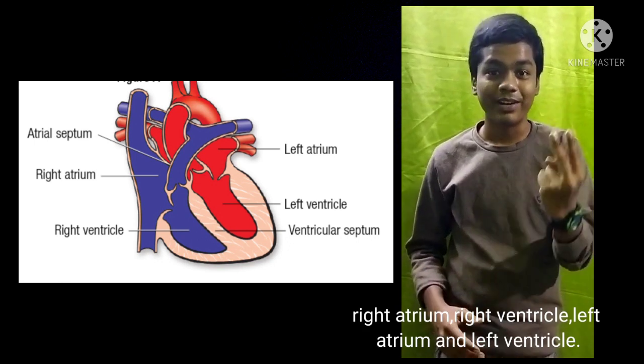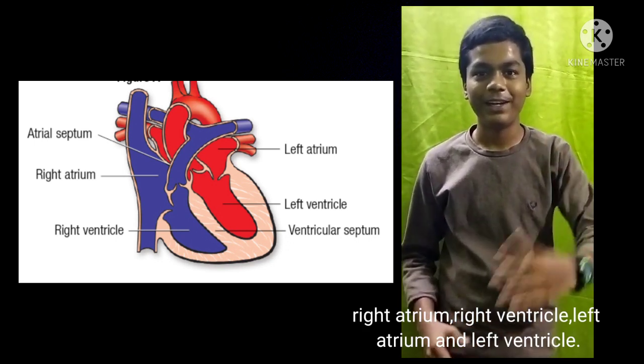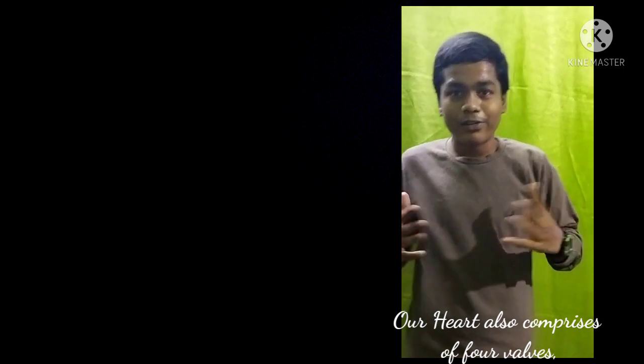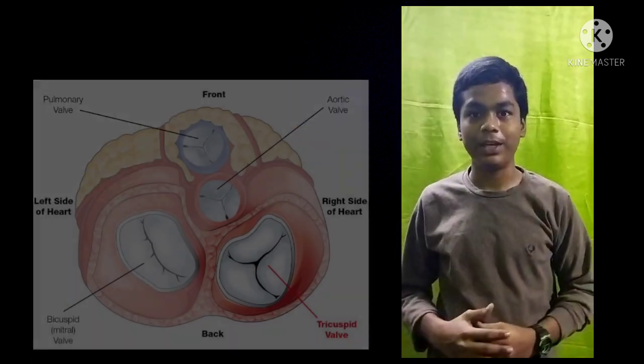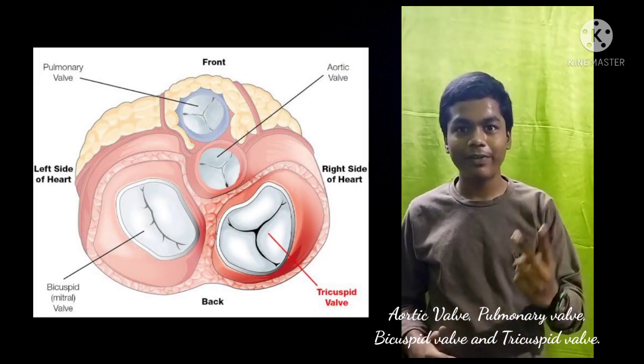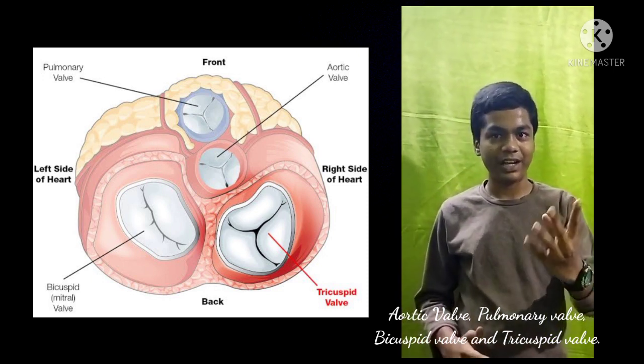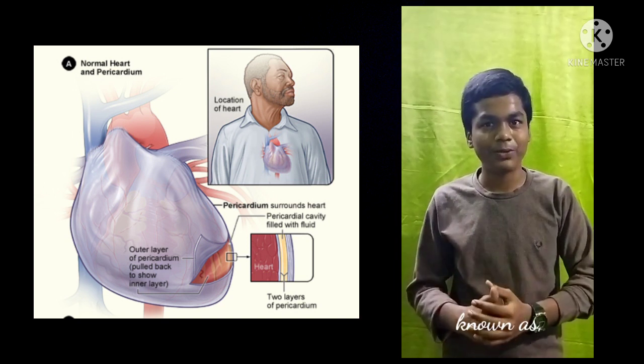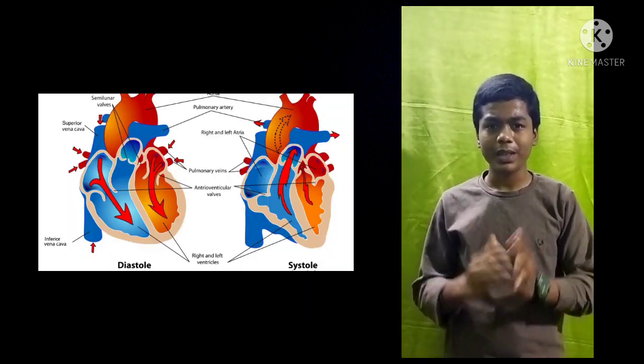As we know, our heart comprises of 4 chambers, namely right atrium, right ventricle, left atrium and left ventricle. Our heart also comprises of 4 valves, namely aortic valve, pulmonary valve, bicuspid valve and tricuspid valve. Our heart is protected by a thin layer known as pericardium.